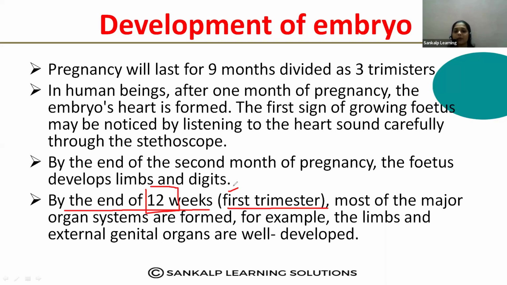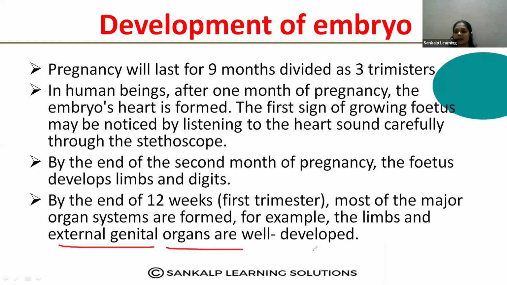At the completion of the first trimester, most of the major organ systems are formed. For example, limbs and external genitalia are well developed. This is the third important point. ಇದನ್ನ ನೆನ್ಪಿಟ್ಕೊಳ್ಳಿ. ಸೊ 3 months ಗೆ ಏನ್ ಡೆವಲಪ್ಮೆಂಟ್ ಆಗಿರುತ್ತೆ ಎಂಬ್ರಿಯೋದಲ್ಲಿ? So major organ systems, for example, external genitalia, are formed and well developed.